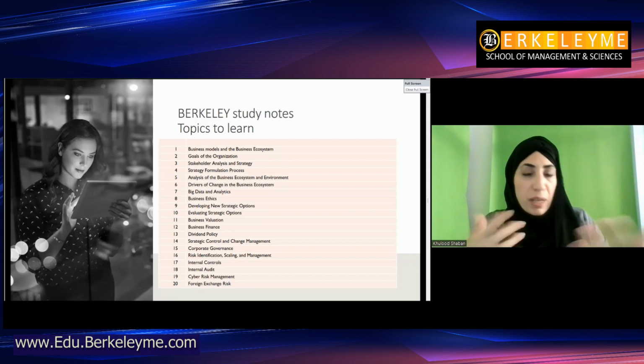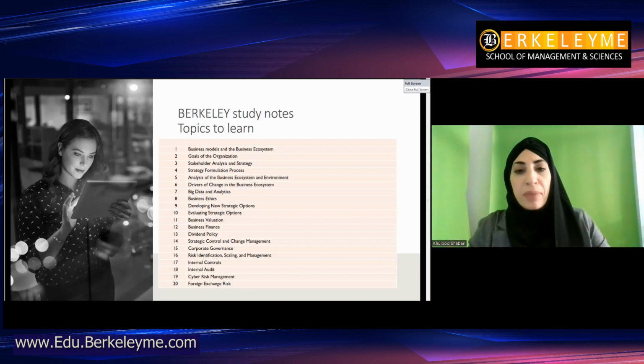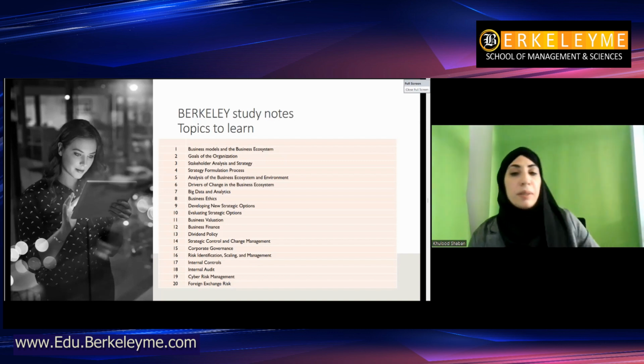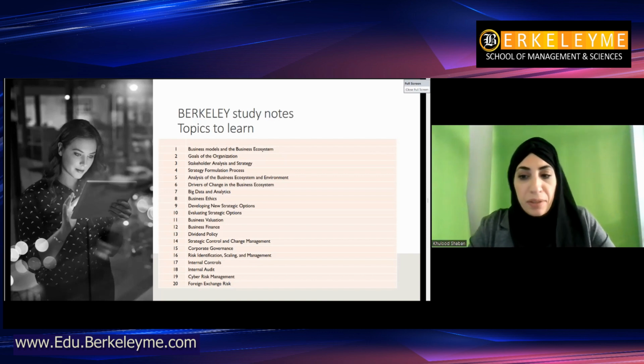business and strategic options, how to compare your strategic options, how you will understand which models you need to use in order to evaluate your strategic options, and recommend accordingly. Dividend policy, controls and internal controls, audit, governance also is very important. Risks and foreign exchange risk. Also, there are common questions for the foreign exchange risk, and cyber risk management.